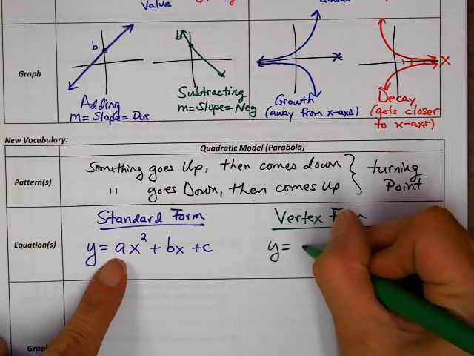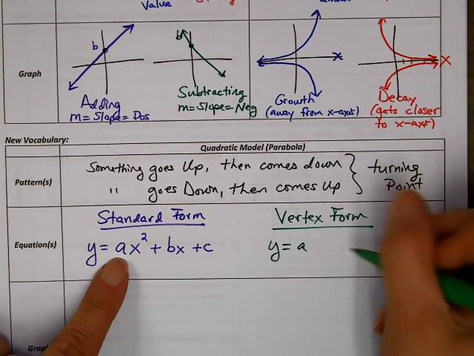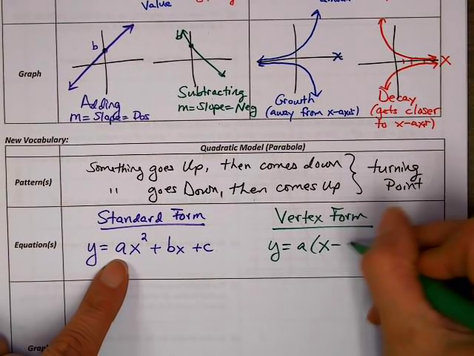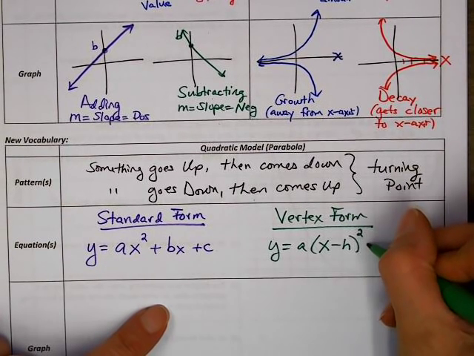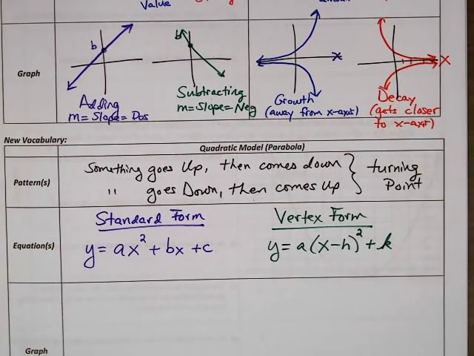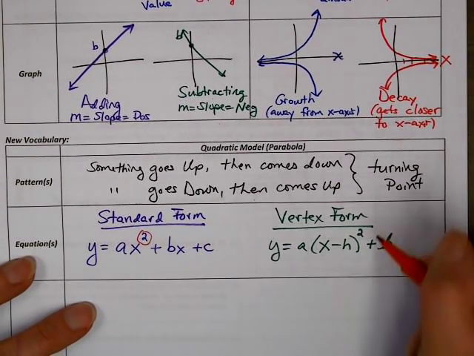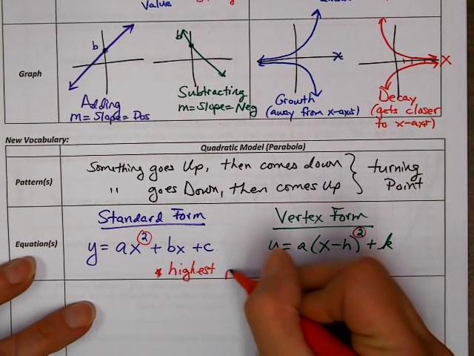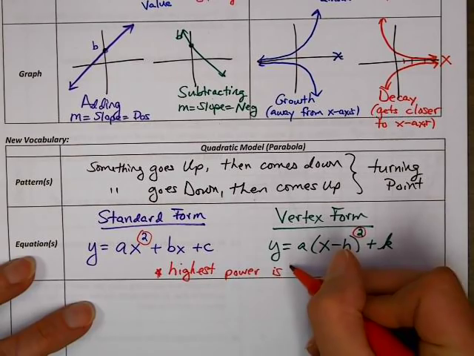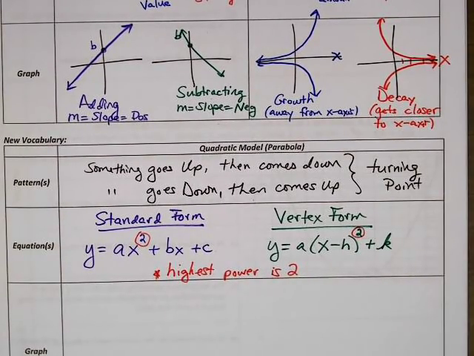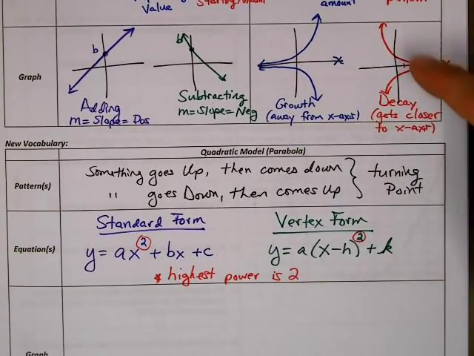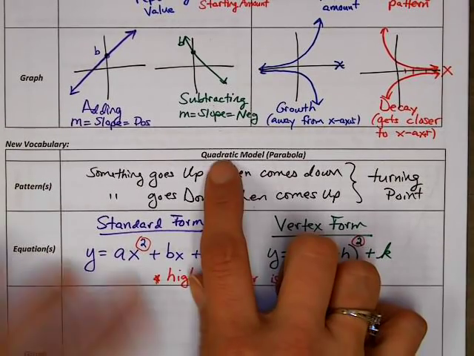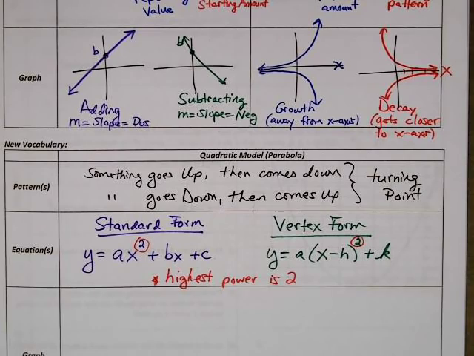Y equals, we start with an a, just like over here, but it's been factored, and it's x minus h, quantity squared, plus k. All right, and so what I need you to know at this point with both of these equations is that the highest power is 2. So we're not talking about a line. We're not talking about an exponential graph that has an x. We're talking about quadratics. This is the quadratic model. The power has to be 2, not a 3, not a 1.